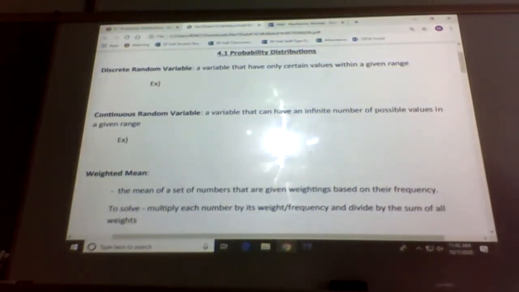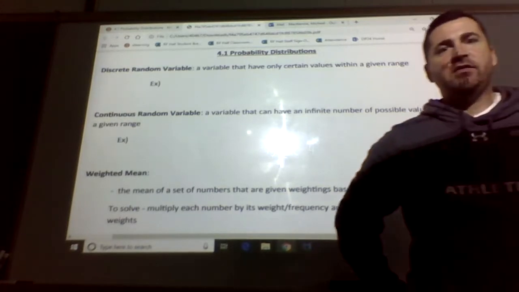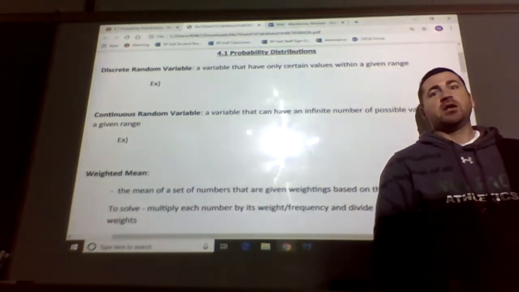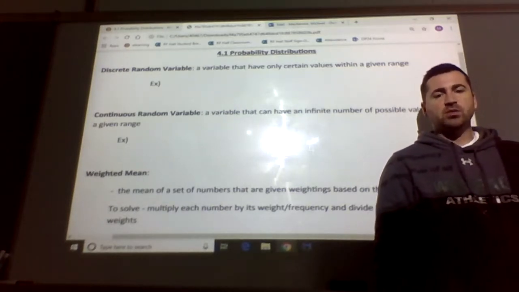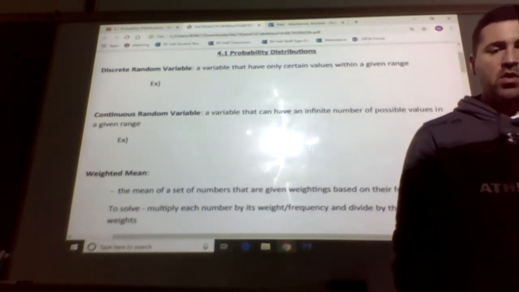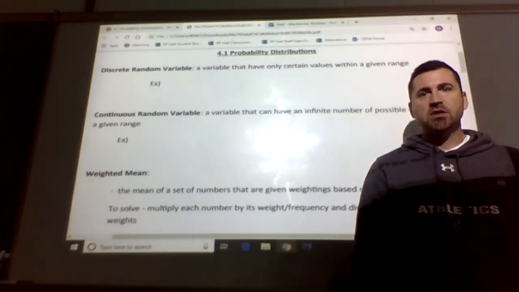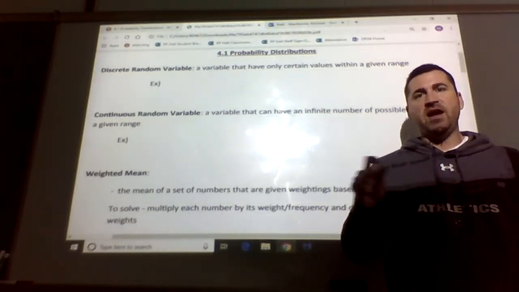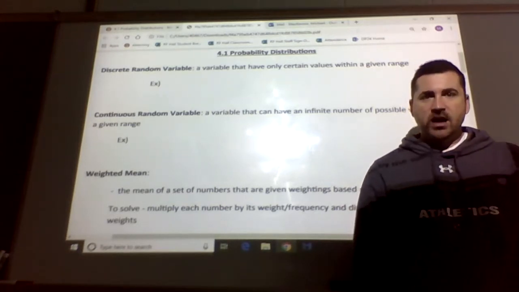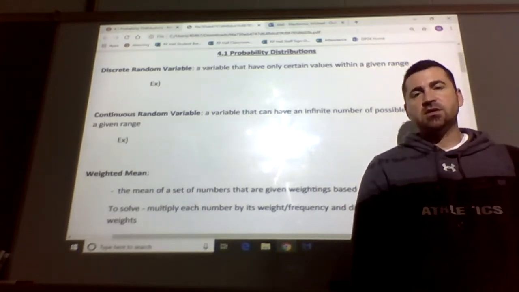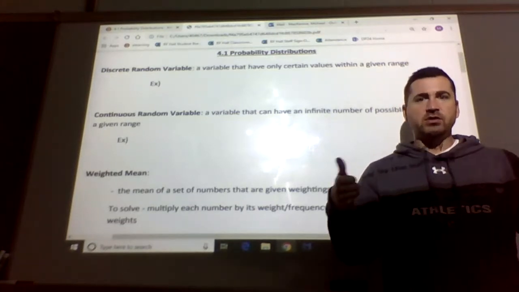Okay, so probability distribution. First, we have 2 types of variables: discrete variables and continuous variables. Discrete variables are ones where the variable only has certain values, a certain number of values within a given range. Continuous has an infinite number of solutions in a data set or in a range of values.